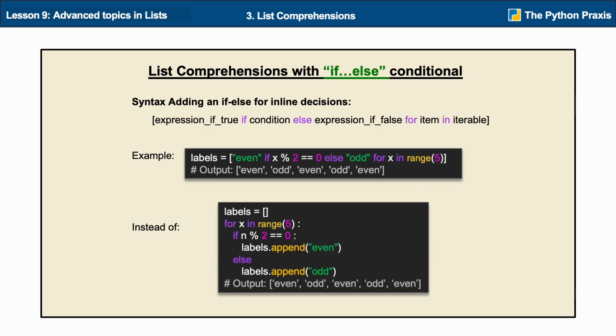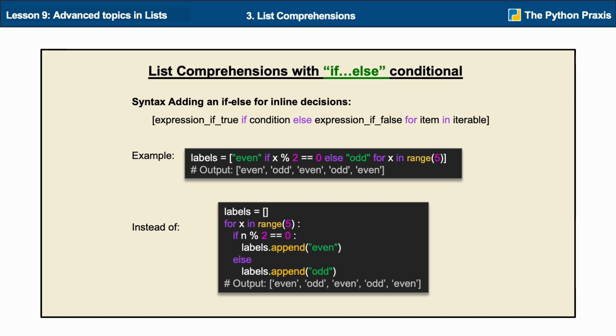We can even have a list comprehension with an if-else conditional. The syntax for adding an if-else conditional for inline decision is: we start the line with the expression if the condition is true, followed by the keyword if and the condition. Then comes the keyword else, followed by the expression if the condition is false. And after that comes the keyword for and the item, a variable name followed by the keyword in and the iterable. All of them in one line.